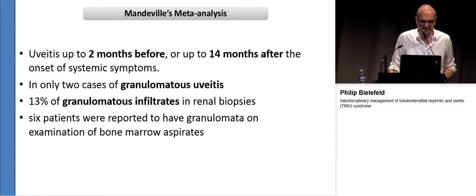Uveitis may happen up to 2 months before and up to 14 months after the onset of renal failure. And again, in only 2 cases, uveitis was granulomatous. In 13% of the cases, there were granulomatous infiltrates in renal biopsies, and 6 patients were reported to have granuloma on bone marrow aspirates.